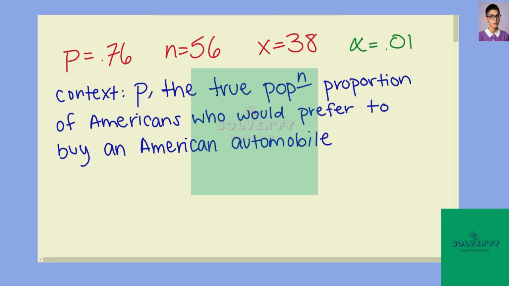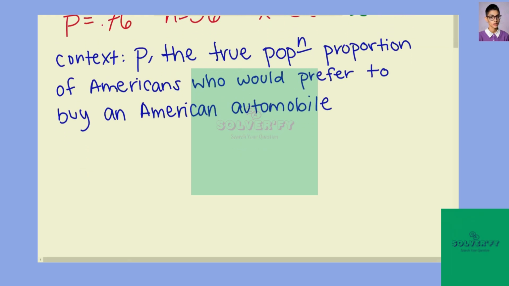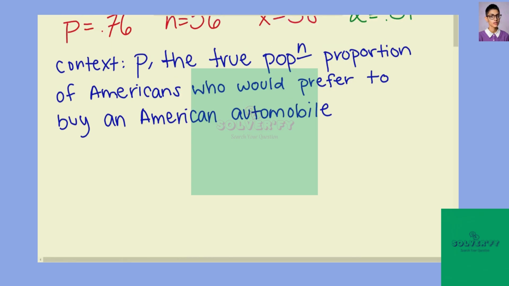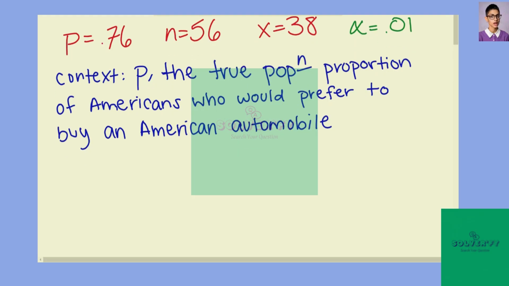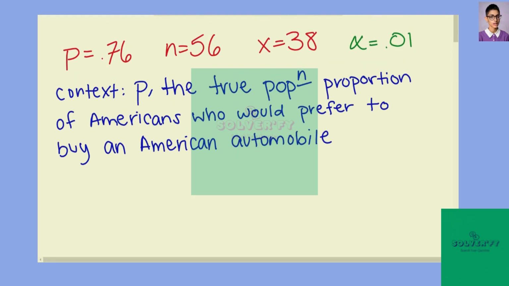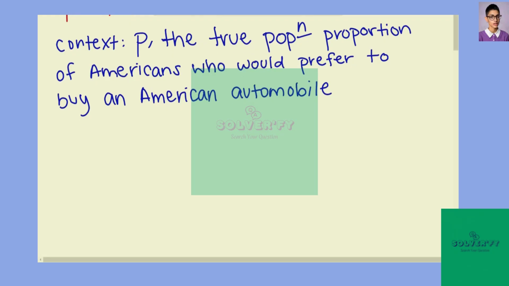For this question, we know that 76% of Americans prefer to buy an American automobile. But we want to see if the true proportion is actually less than that. So we have a study done with a sample size of 56, and we get that 38 of those 56 people would prefer to buy an American automobile. We want to test this at an alpha level or a significance level of 0.01.